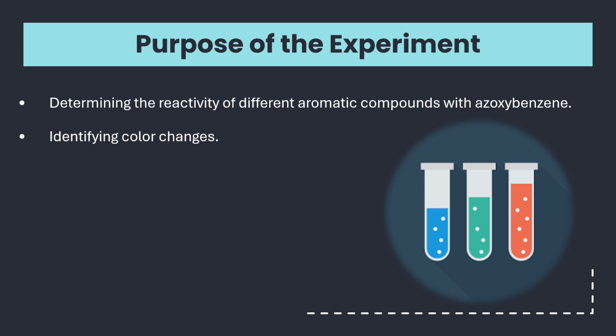So the purpose of this experiment is twofold. First, to determine how various aromatic compounds react with azoxybenzene, and second, to observe any color change that may indicate a successful reaction. So the main goal of this experiment is to identify if our tested compound or our unknown contain aromatic compounds or not. If there is a color change, we have a positive test, then it indicates the presence of aromatic compound.